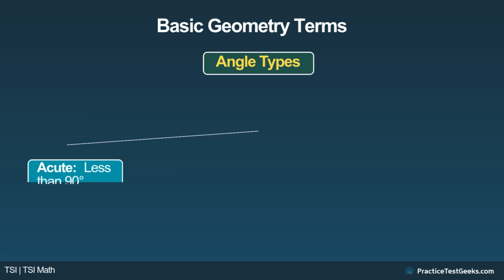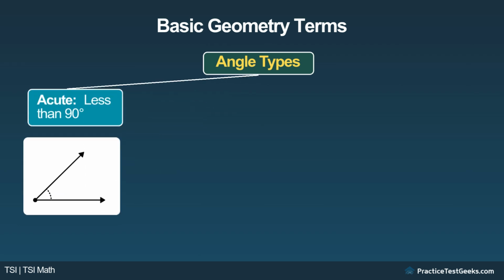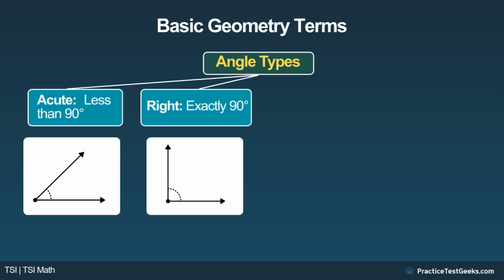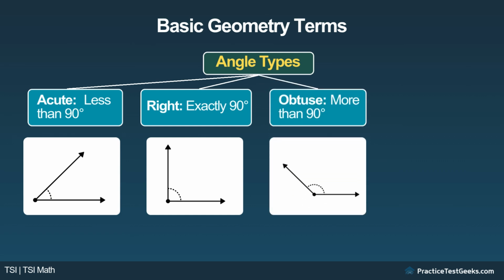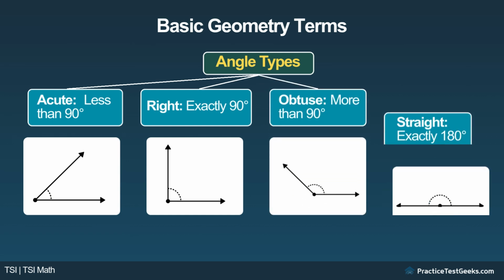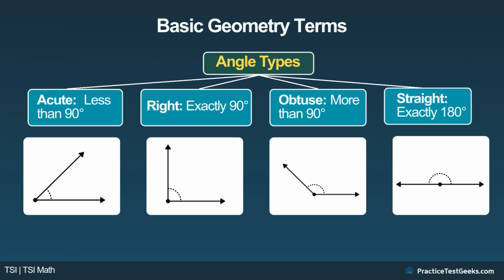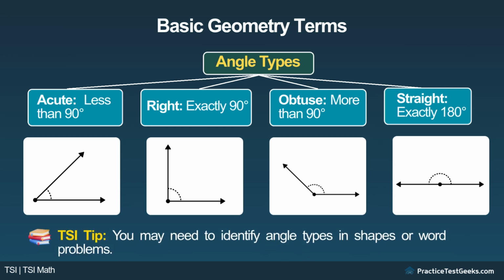Angle types. Acute: less than 90 degrees. Right: exactly 90 degrees. Obtuse: more than 90 degrees. Straight: exactly 180 degrees. TSI tip: you may need to identify angle types in shapes or word problems.